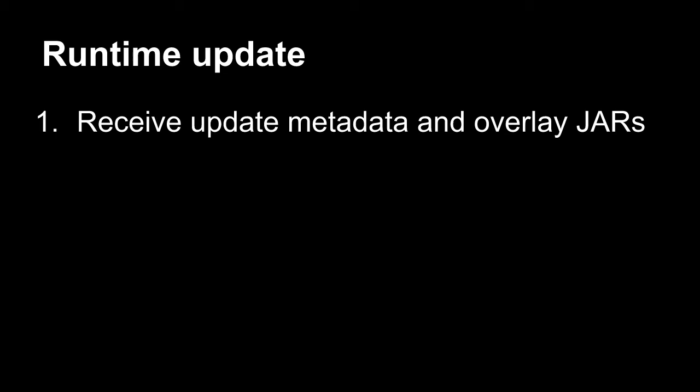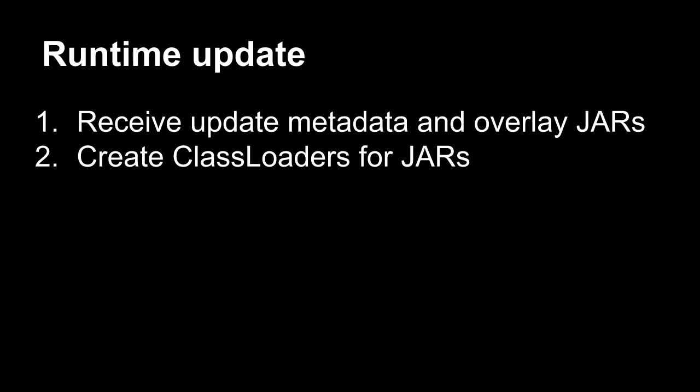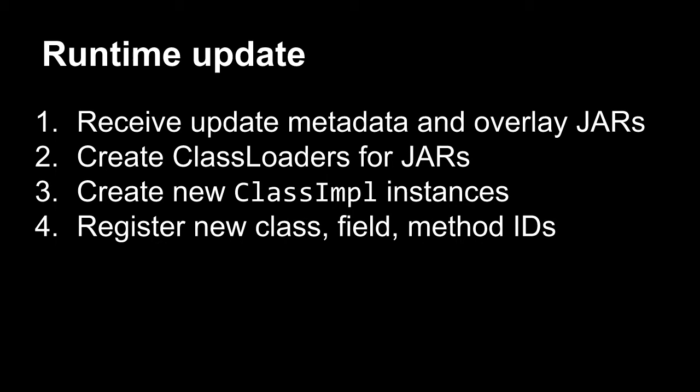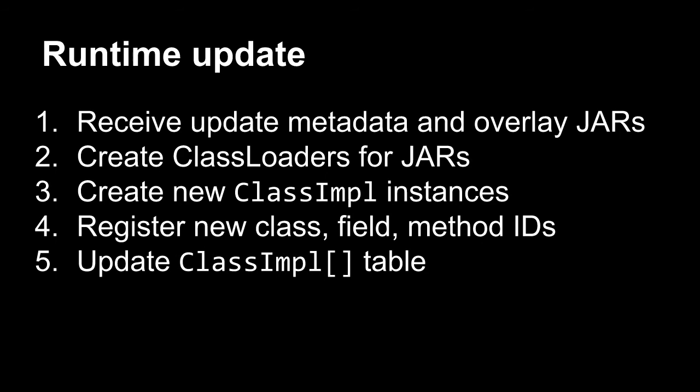This update metadata is things like saying that this particular class is identified by this ID, this particular method is identified by that ID, so that we can just use these IDs for binding things together. Then it creates the class loaders, like I mentioned earlier, so that we can separate what's loaded where. It creates the actual instances of those class implementation objects and registers them in the table that I mentioned. Well, 5 is registering in the table. 4 is registering the mapping between the IDs and things like class names and method names.